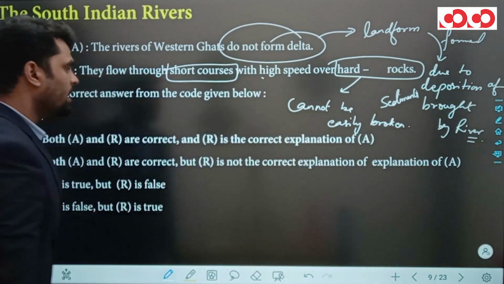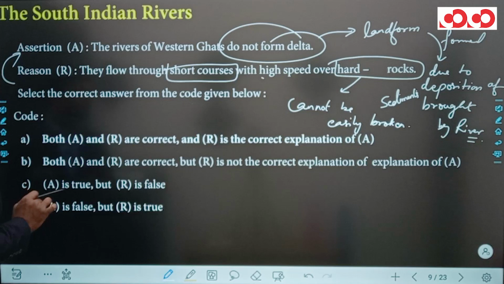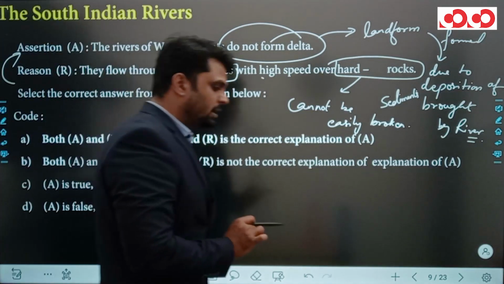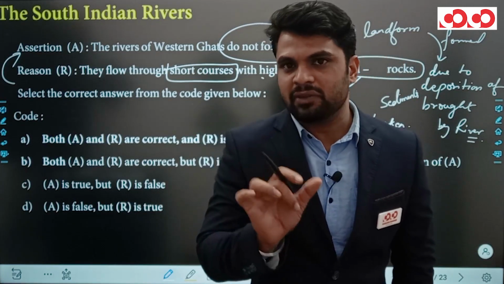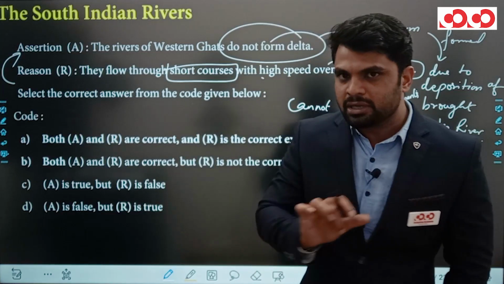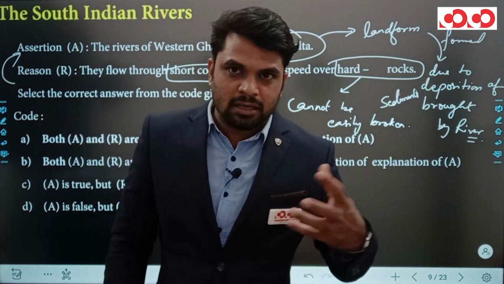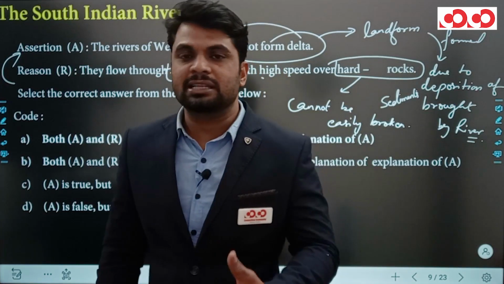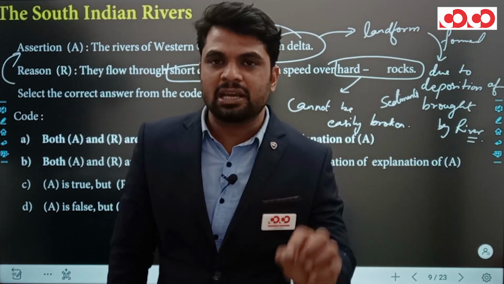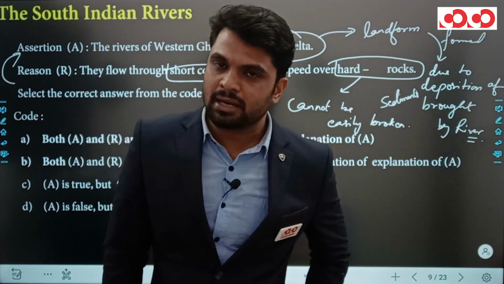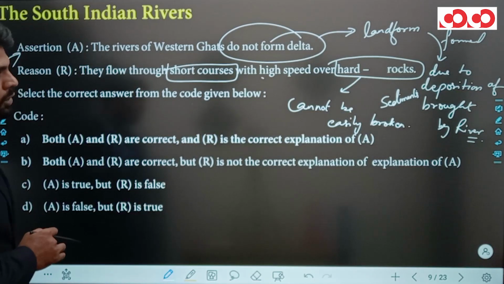Clear? Yes, the reason is absolutely defining why the rivers of the Western Ghats do not form a delta: the river courses of the Western Ghats are very short. They don't have enough capacity or enough time during their journey to carry sediments from the peninsular plateau, and also the landform from which the rivers are flowing is very hard and cannot be easily broken or converted into sediments. Clear? That's why rivers of the Western Ghats do not form a delta.